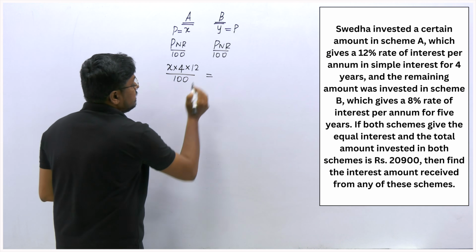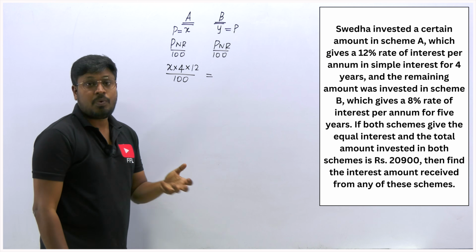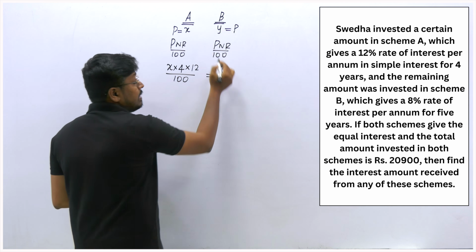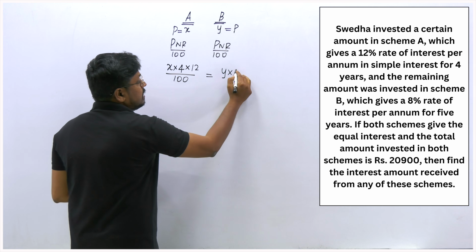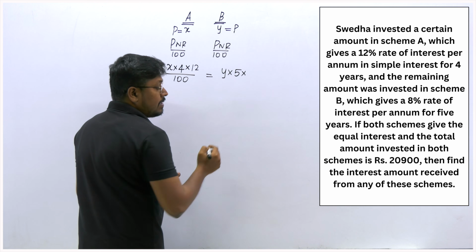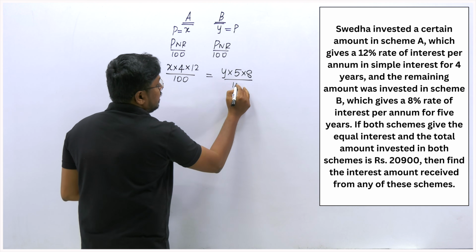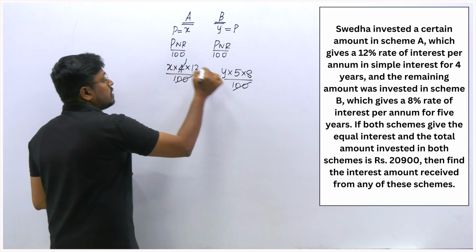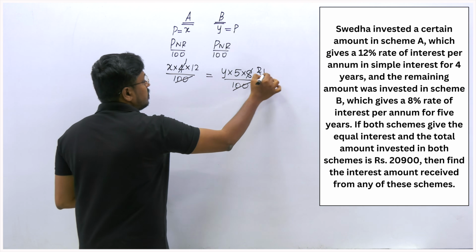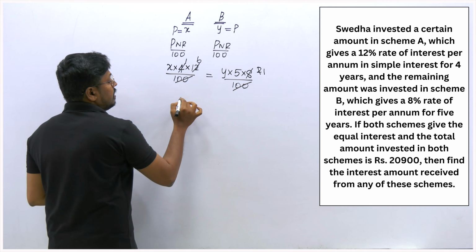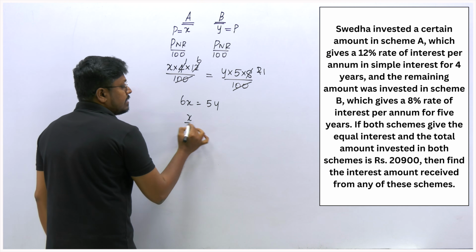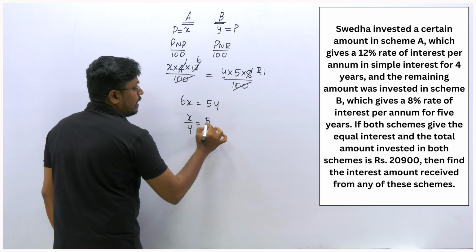And we know both simple interest 1 and simple interest 2 are equal. So we can say simple interest 2 is Y, because the principal is different. The number of years is 5 years and the rate of interest is 8% divided by 100. So we can cancel 100 and 100 here. So 1 4s are 4, 2 4s are 8, 1 2s are 2, 6 2s are 12. So 6x is equal to 5y. So this can be written as x by y is equal to 5 by 6.